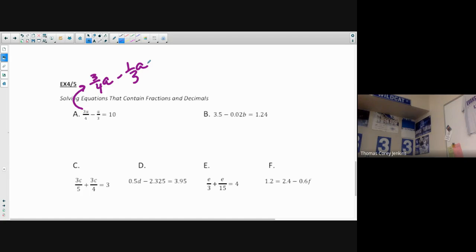So if you know how to type that in, go ahead and type that in. If you don't, follow along with me. So that'd be 3, ABC button is your fraction bar. So 3 ABC 4, minus 1 ABC 3, and so it kind of looks like this in your calculator.